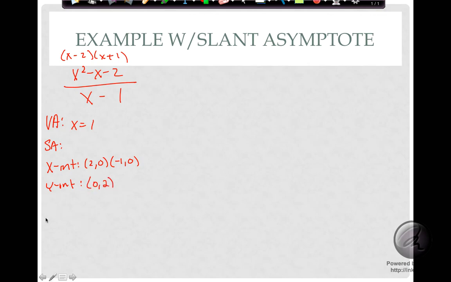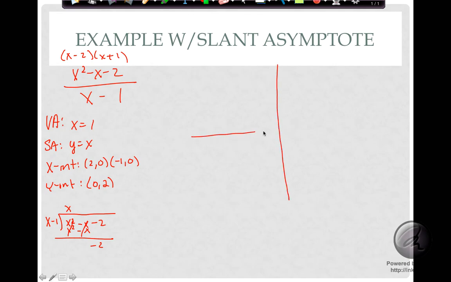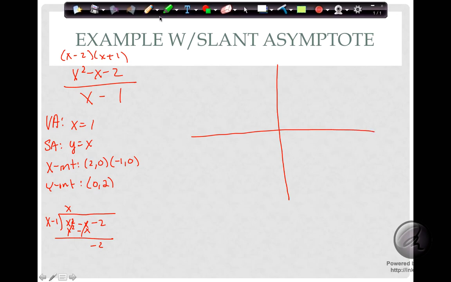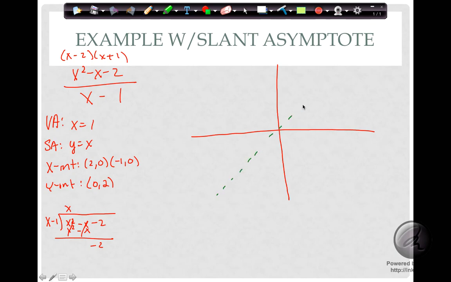So let's figure out what the slant asymptote is. Doing some long division, stuff we should be very familiar with now. Multiply by x. Subtract, subtract. We get negative 2. So we have a slant asymptote of y equals x. All right, so a slant asymptote of y equals x is going to look like this. This is y equals x. We have a vertical asymptote at 1.